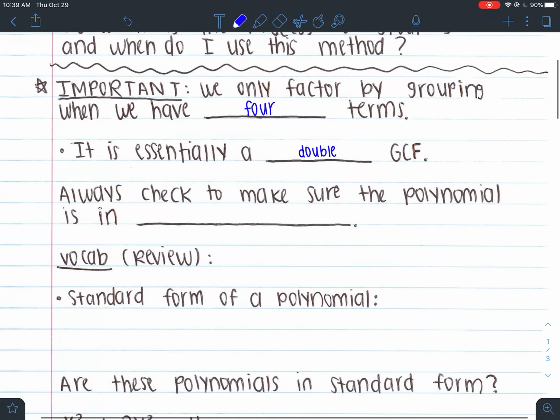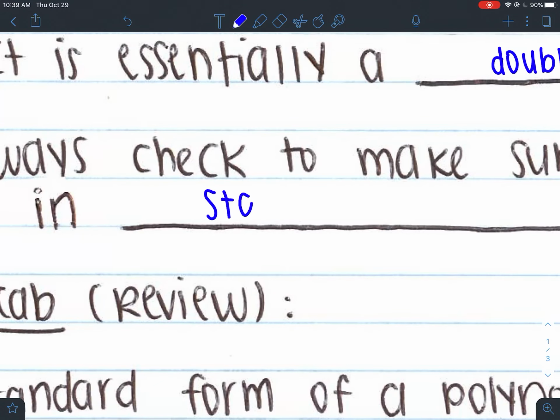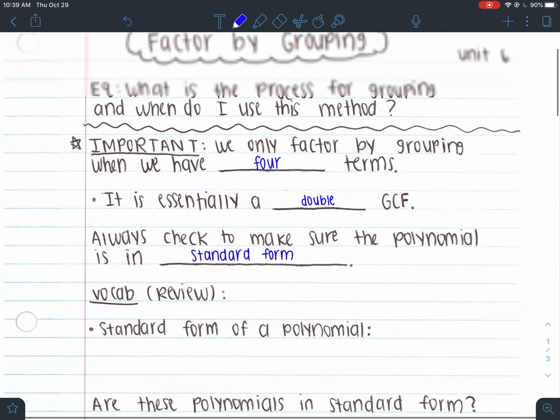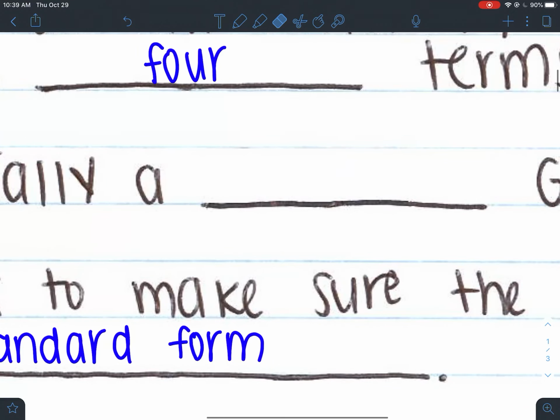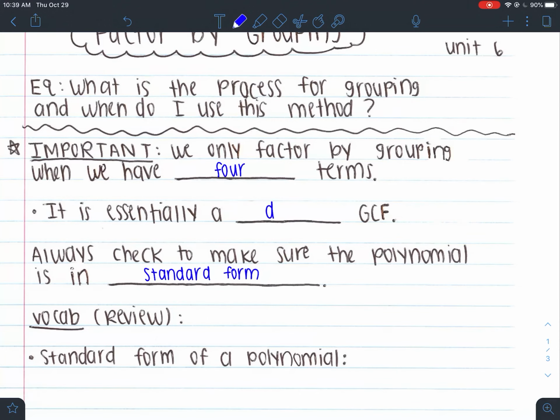Now, before you begin any problem when you're factoring, you always check to make sure the polynomial is in standard form. Okay? So, this is considered a double, I don't know why double is written so tiny. Let me rewrite that. Okay, you want to make sure that the polynomial is in standard form.